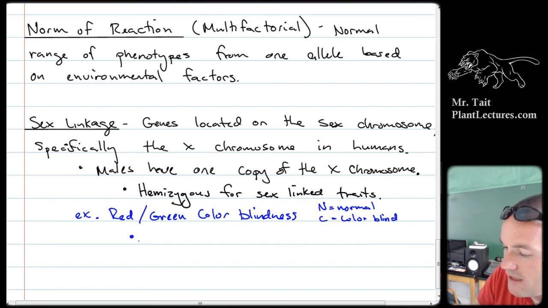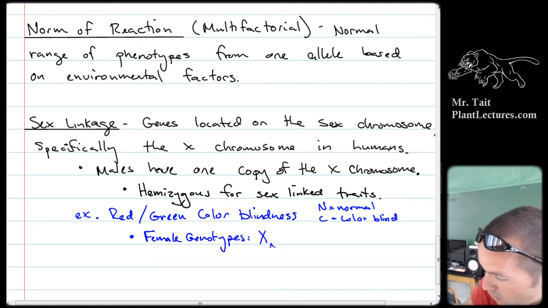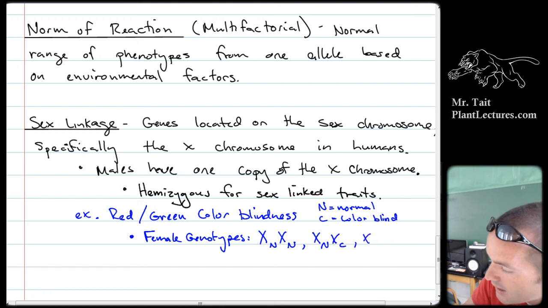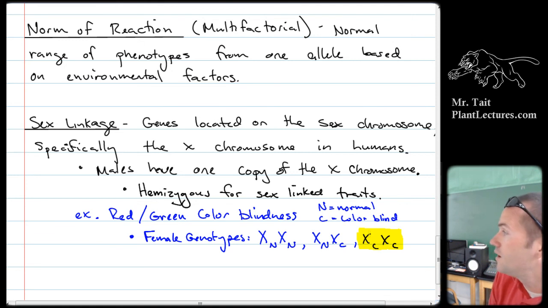then we know that the female genotypes that are possible here are X normal X normal, X normal X colorblind, and then X colorblind X colorblind. Okay? And so given that this is a recessive disorder, that means that the only female that would be colorblind then is this one. So that's 1/3. Right? 1/3 of the female genotypes would have this disorder.